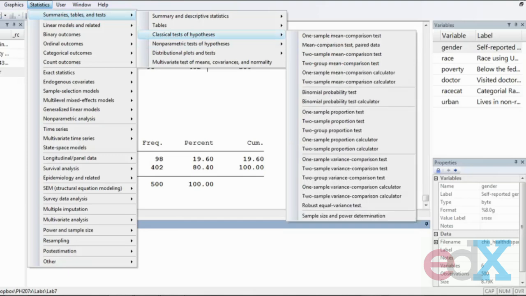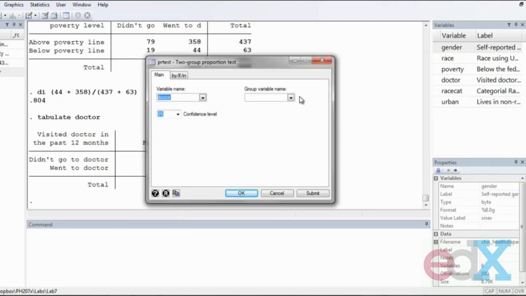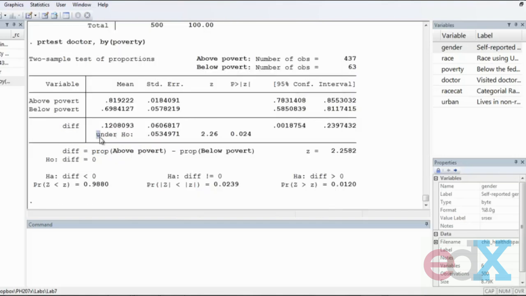So to do this test in Stata, we're going to go Statistics, Summaries, tables, and tests, Classical tests of hypotheses. Then we're going to go down and do a two-group proportion test. Our variable name, our outcome, remember, is doctor. Our group variable name is poverty. And then we can hit submit. So again, we use the same prtest command that we used in the past tutorial. This is the large sample test for proportions in Stata. The output gives us a lot of good information.